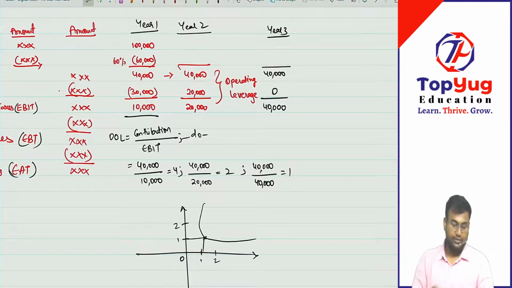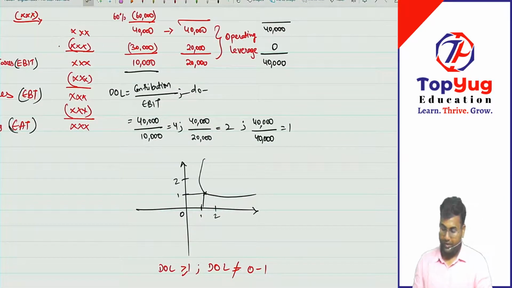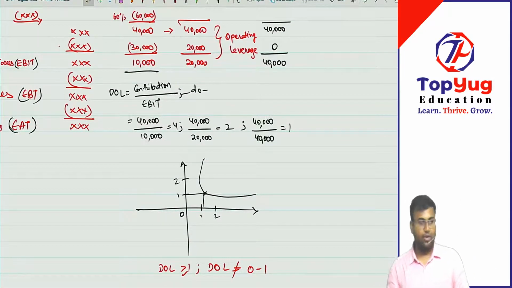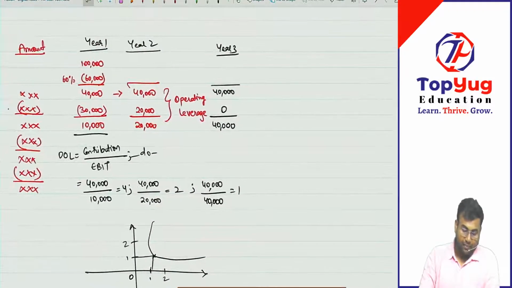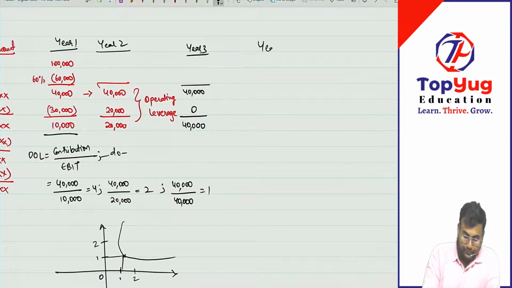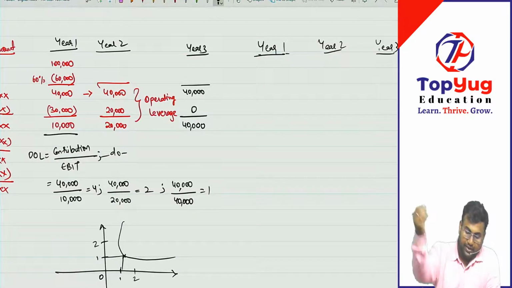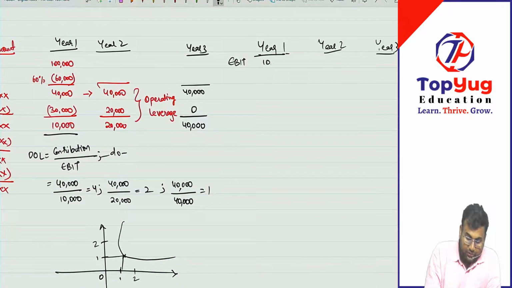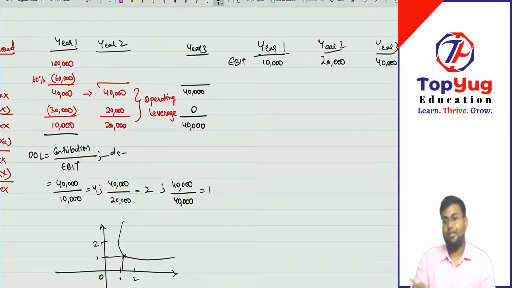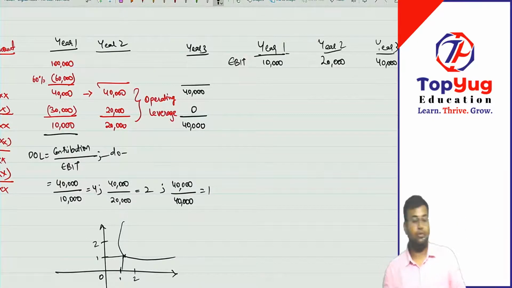Please think. Same example I am elaborating. I am taking it over here now: year 1, year 2, year 3. Everywhere I landed at an EBIT of 10,000, 20,000, 40,000. Let me take three scenarios now. Scenario 1.